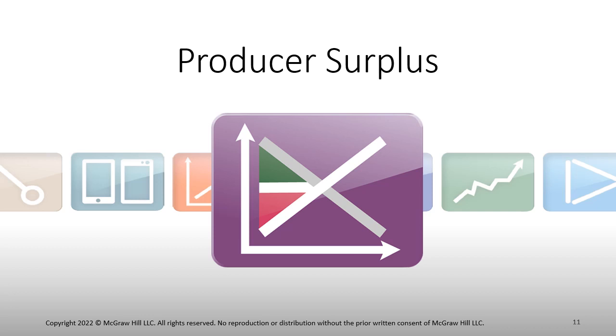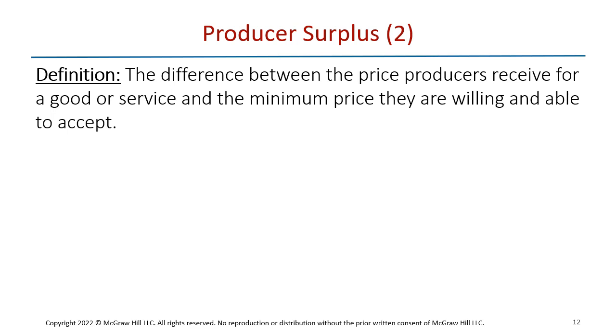Okay, so let's move into producer surplus. Producer surplus, like many aspects of supply and demand, is going to be almost exactly the same concept. We're just going to simply flip the way we look at it. In our definition, just like with consumer surplus, producer surplus is the extra income that a producer is going to receive who is willing to do the job or to sell the good or service for less.